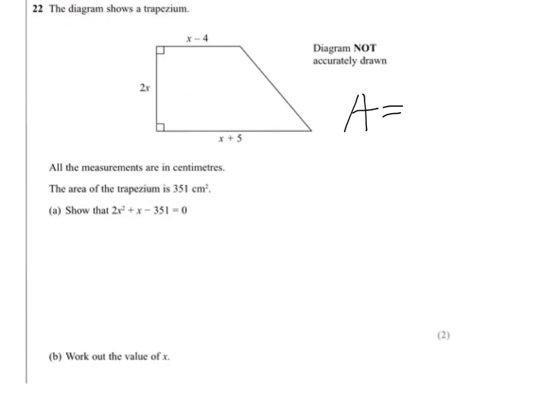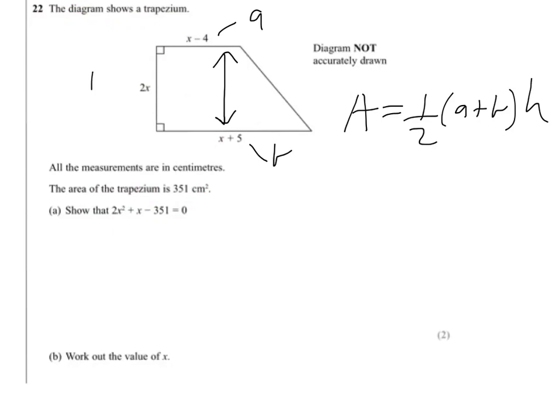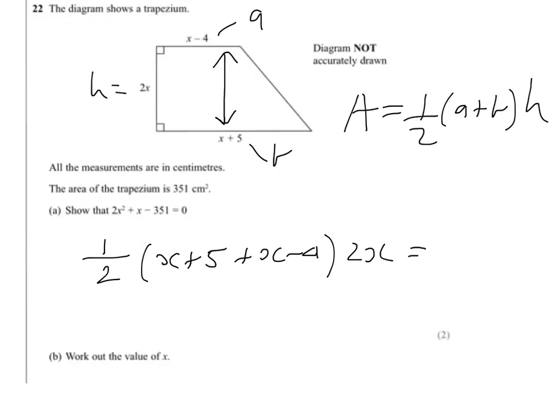The area of a trapezium is 1/2 of (a plus b) times h. h is the height between the two parallel lines. a and b are the parallel lines, and h therefore will be 2x. So we'll substitute this all in. We'll start off by saying 1/2 of (x plus 5 plus x minus 4) times 2x equals 351. So you should see that that's my a, that's my b, that's my h, all dropped into the formula.